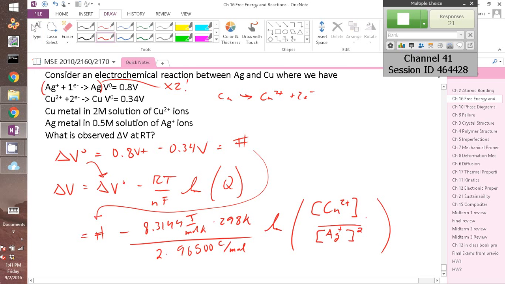Okay? So in this case, what is the observed delta V? We just plug all these in, we're going to get a value. And generally speaking, it'll be pretty close to the value here because this doesn't change it too much normally. Okay? Questions on how to do this?